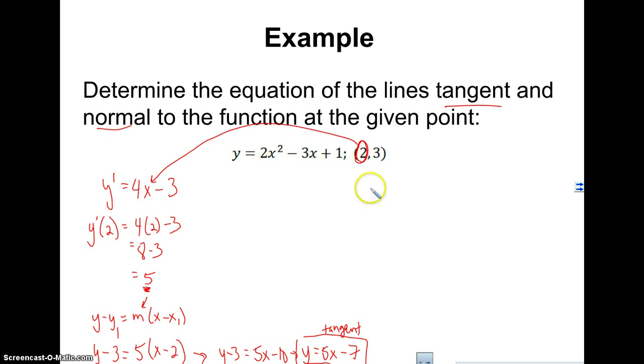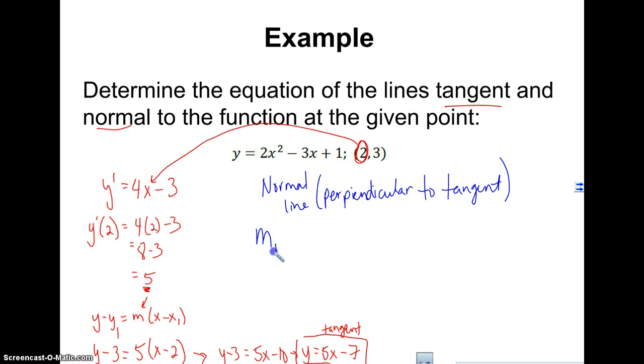I left a lot of space here because I'm going to show you the normal line. The normal line is the line that's perpendicular to the tangent line, and that's called the normal line. So the slope of the normal line, and I use the upside down T to mean perpendicular, is going to be negative 1/5, because remember the slope of any perpendicular line is the negative reciprocal of the line that we were using to begin with.